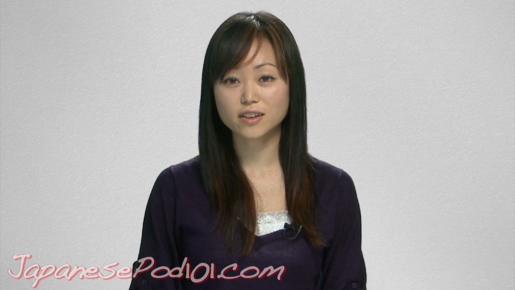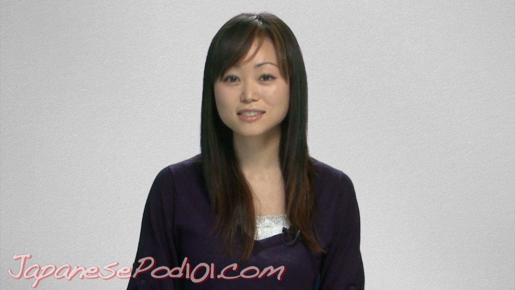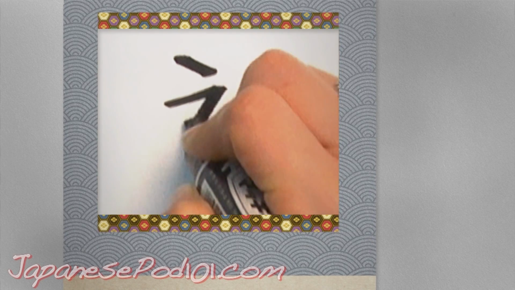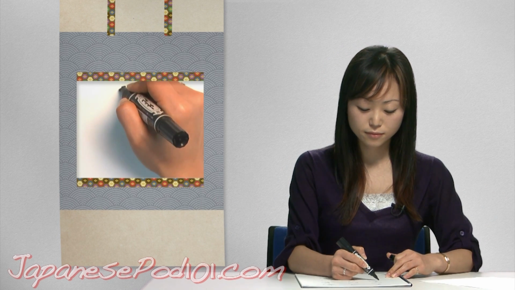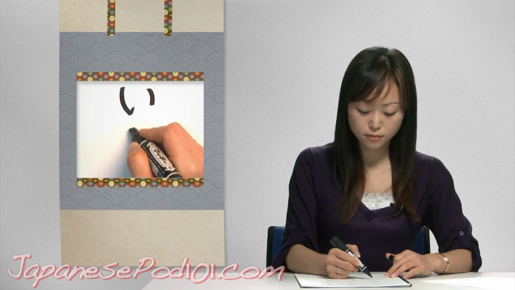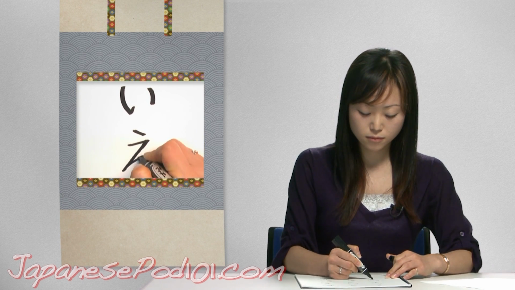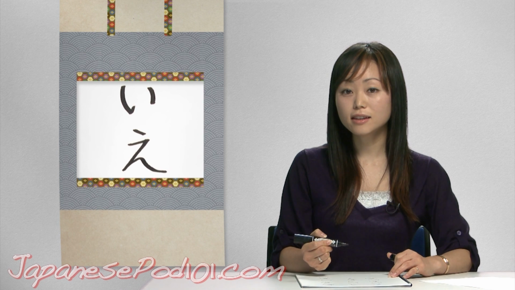Two more characters for this lesson. 頑張ってください. E is next. The first stroke of e is the same as u, and the rest is all in one stroke. Don't lift up that pen. This is ie, which means house. And this is ue, which means up.